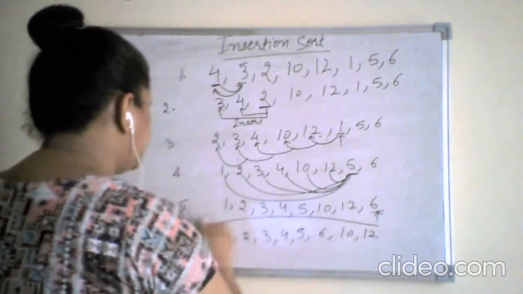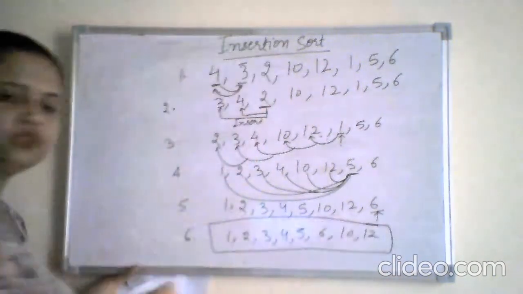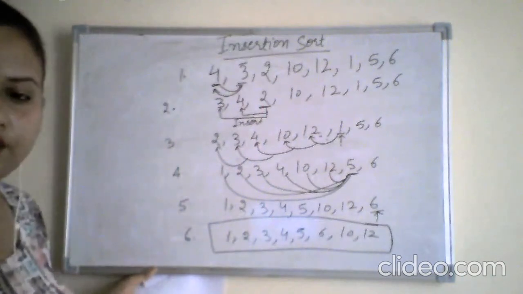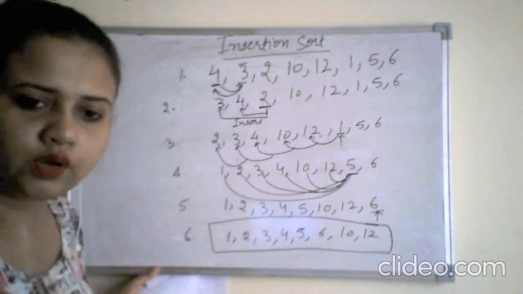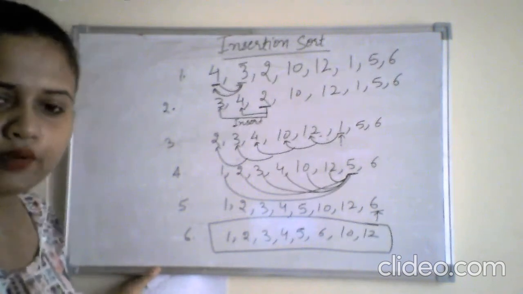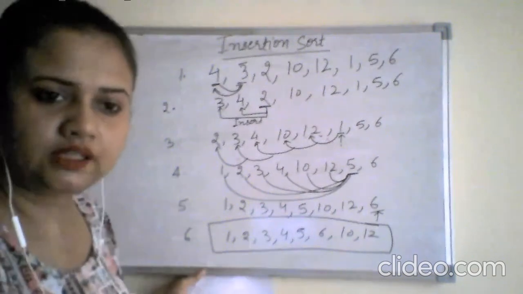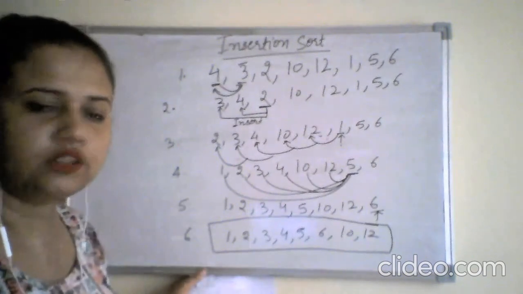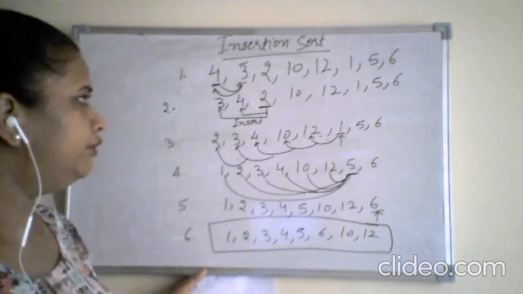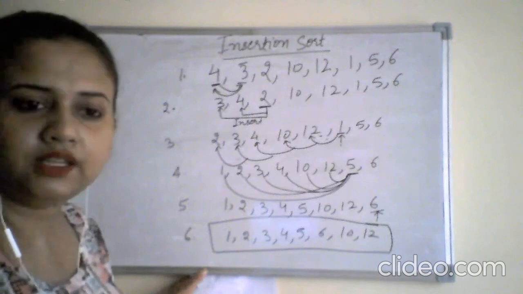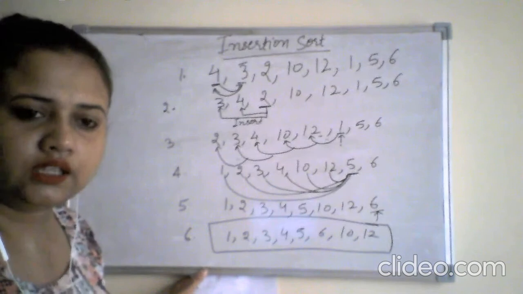If you have a close look at this array which we have just received, you can see that now we have got our data in a sorted manner. So what is the final list that we have got now? It is 1, 2, 3, 4, 5, 6, 10 and 12. This is how my data should be in the sorted manner. Earlier I had the data 4, 3, 2, 10, 12, 1, 5 and 6. This was how my unsorted data looked.